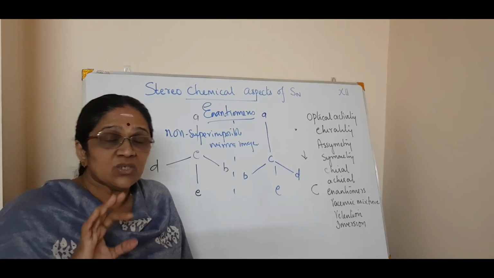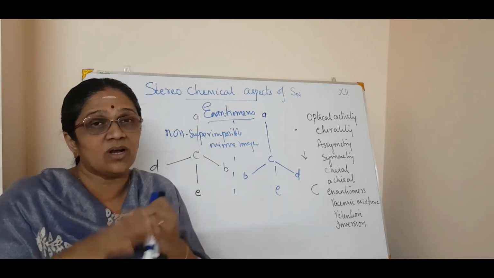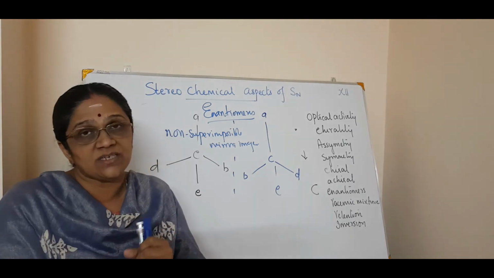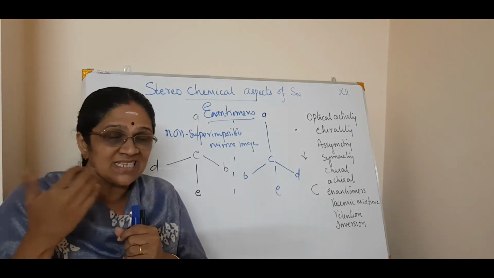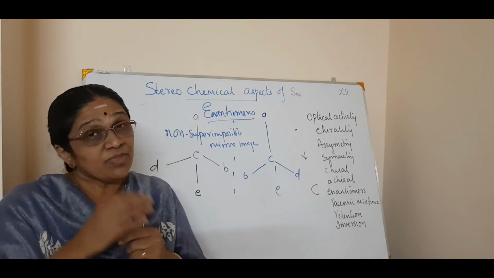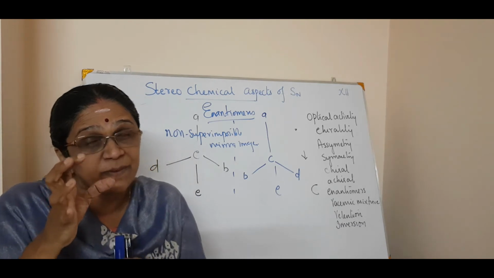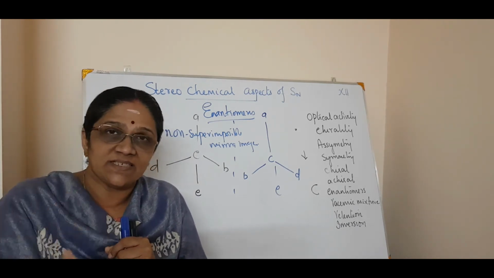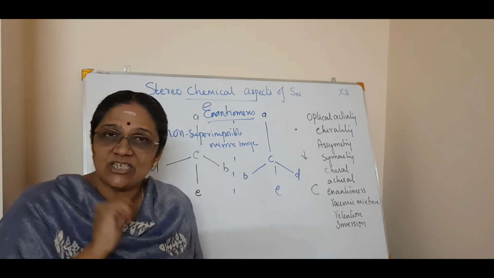Got the point? So, what are enantiomers? You have to study all these terminologies, which is why I am covering them. Then we will go into detail on the SN1 and SN2 mechanisms from the stereochemical point of view, but only after all these terminologies are over. So now, what are enantiomers?